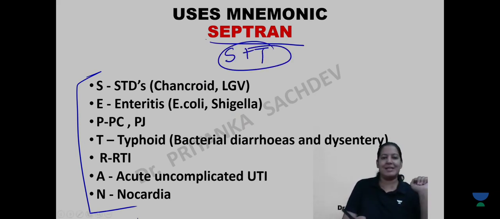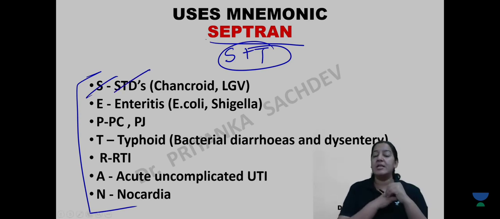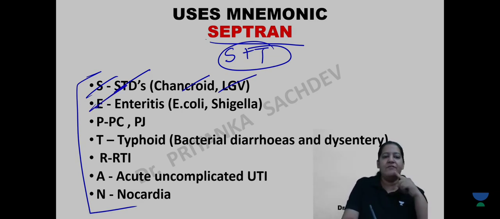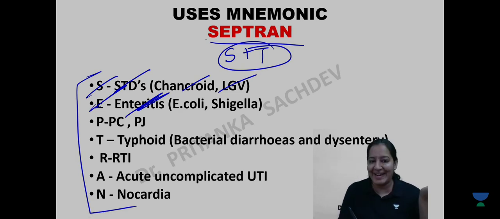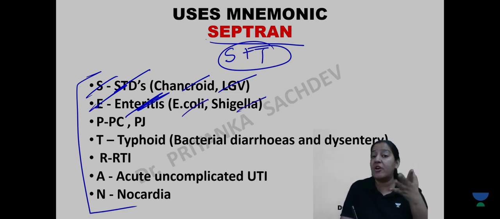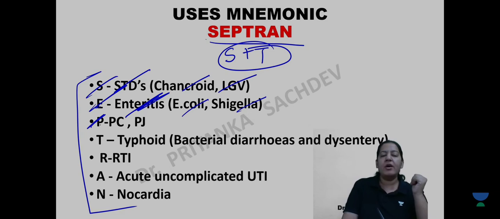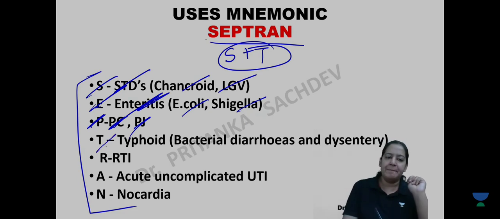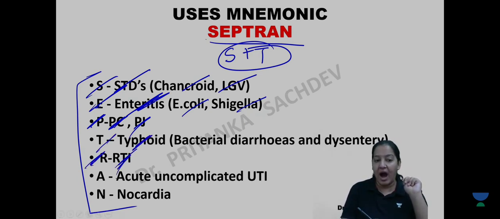The uses of this combination, as Septran: S for STD. It is used for sexually transmitted diseases, like chancroid and LGV. Give me a thumbs up. E for enteritis. Enteritis means diarrhea, by E. coli, Shigella, gram-negative bacteria. P for Pneumocystis carinii and Pneumocystis jirovecii, the fungus. T for typhoid. R for respiratory tract infection, RTI.